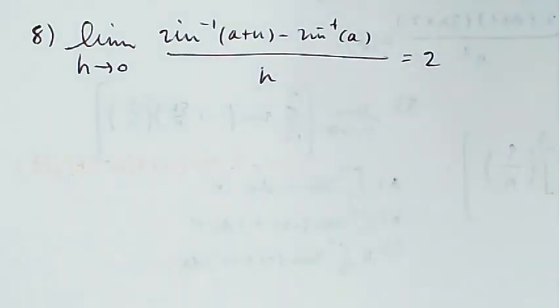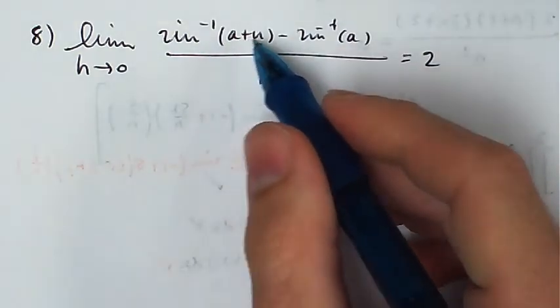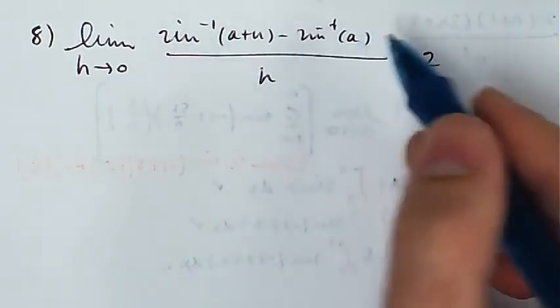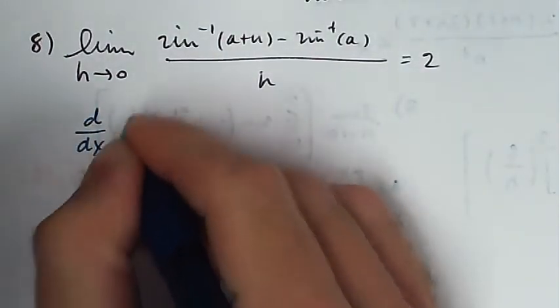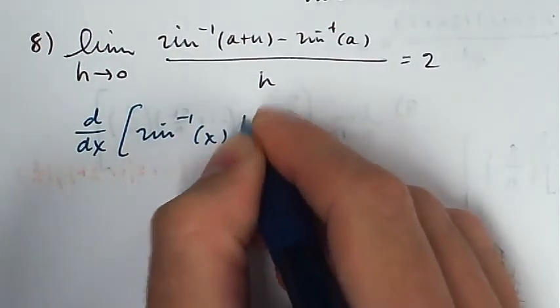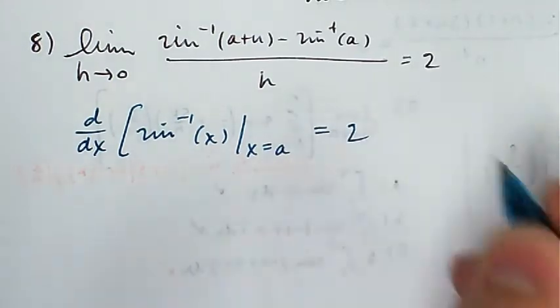I feel like there's other ways you could solve this. Once you see the answer, maybe you can see a different way of solving this. What I'm going to do is recognize, hey, wait a second. Again, limit as h goes to 0 of f of x plus h minus f of x divided by h is f prime of x. Well, if we replace x with a, that means the derivative with respect to x of inverse sine of x at the point where x equals a is equal to 2.